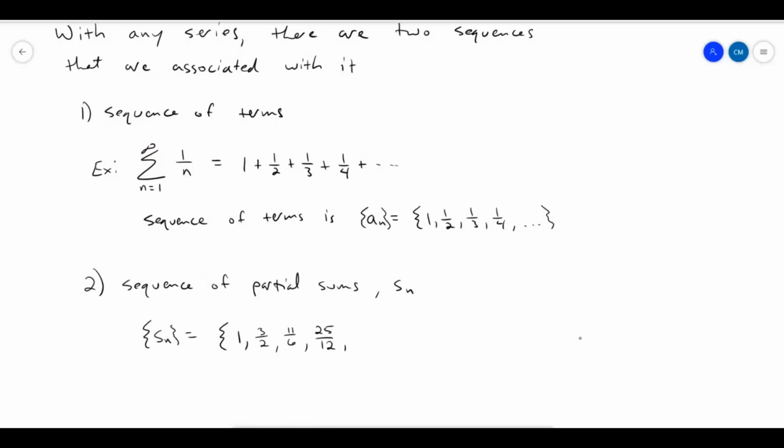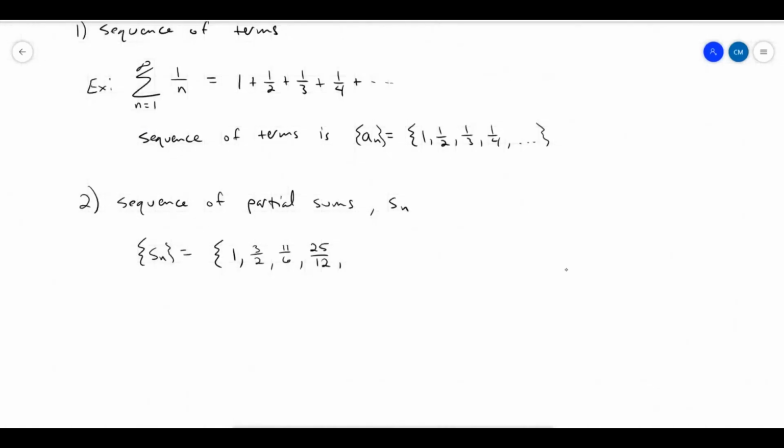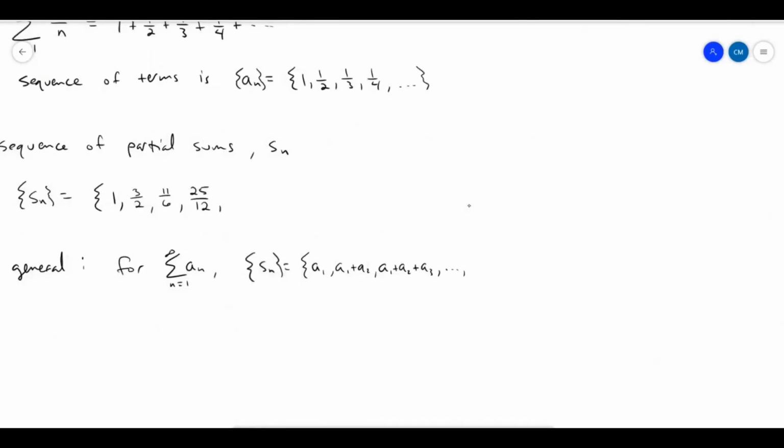And so you can actually write out the sequence of partial sums. So in general, this is what it would look like. You've got your series here, right? For a particular series, a sub n. Sn, the sequence of partial sums, is going to look like this. It's going to look like a1, a1 plus a2, a1 plus a2 plus a3. You see? Eventually, you're going to reach the nth term of this. Well, what's the nth term going to look like? It's going to be the sum from k equals 1 to n of a sub k. And then it just keeps going after that forever.